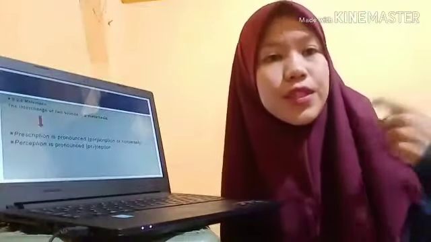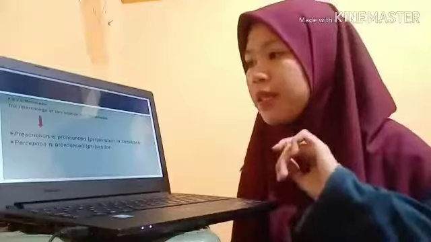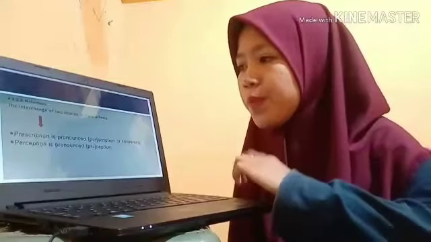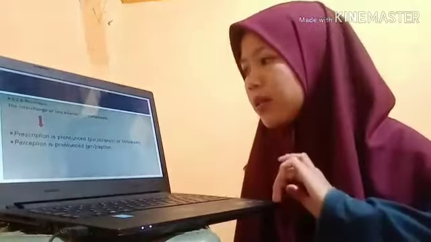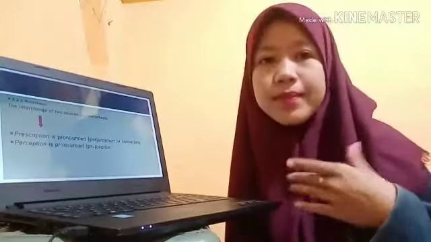The second is metathesis. The interchange of two sounds is metathesis. The example is prescription pronounced as perscription, or conversely, perception pronounced as prception.